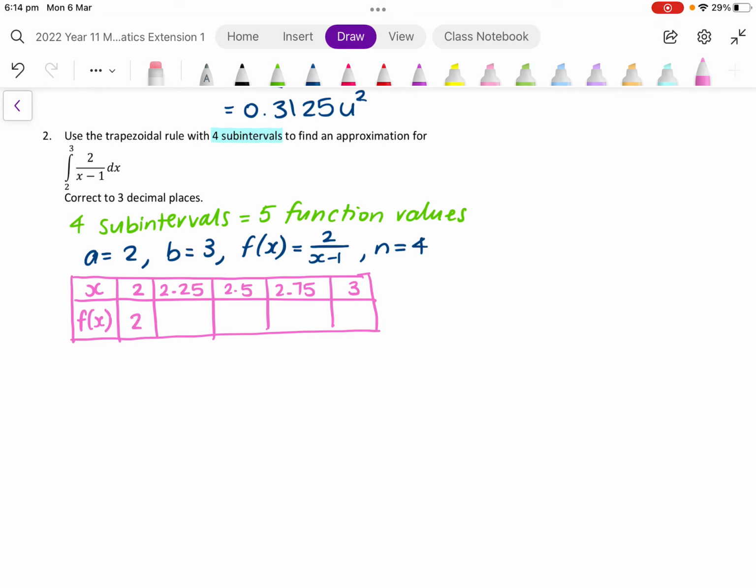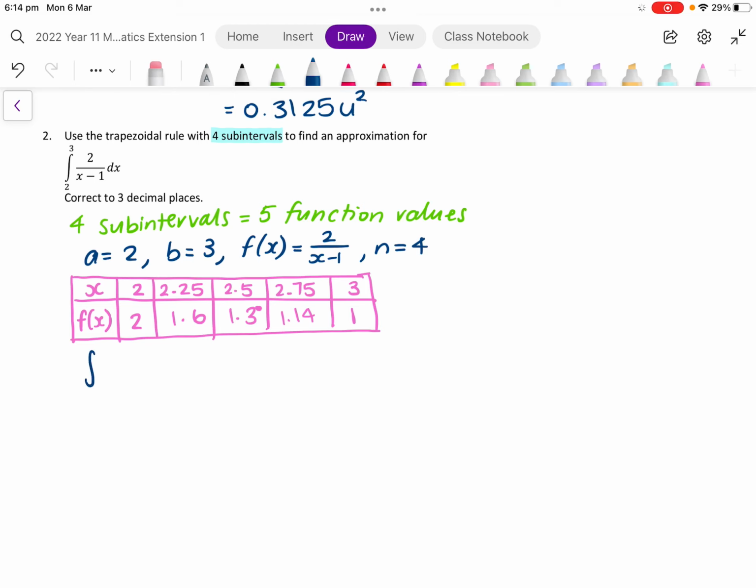When we substitute in 2.25, we get 1.6. When we substitute in 2.5, we get 1.3 recurring. Now you want to make sure that you store this number in your calculator because this is the number that you're going to substitute in later, the whole calculator value. Now when we substitute in 2.75, we get 1.14, and when we substitute in 3, we get 1.